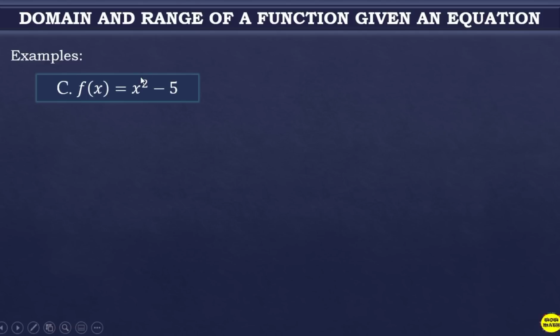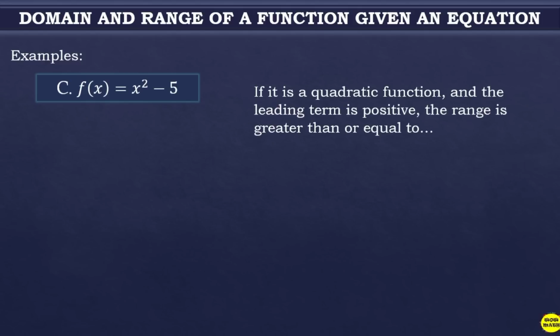Okay? So, paano kapag quadratic? So, sabi ko nga, if it is a quadratic function and the leading term is positive, the range is greater than or equal to kung ano yung nandito. Okay? Kung ano yung nandito. So, matik yan, ang domain mo, the set of all real numbers. Yun yung sinabi ko kanina, na kapag naka-quadratic siya, ang domain niya, laging the set of all real numbers. Now, paano ang range?